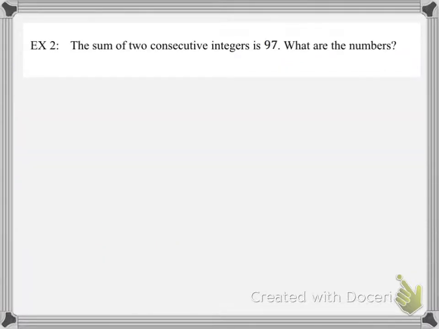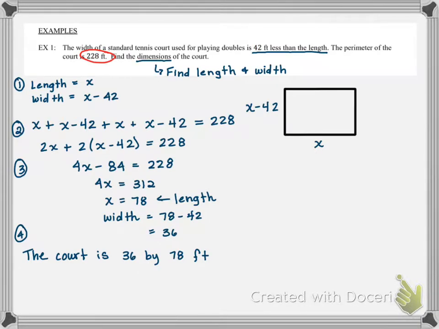Okay, so the sum of 2 consecutive integers is 97. We want to know what those integers are. In these problems, when we have 2 unknowns, we typically get 2 pieces of information. One piece tells us how the numbers relate to each other. Back here, that was the fact that the width was 42 feet less than the length, which is how the 2 unknowns related to one another. And notice that comes up right here. That piece of information only really shows up in that step.